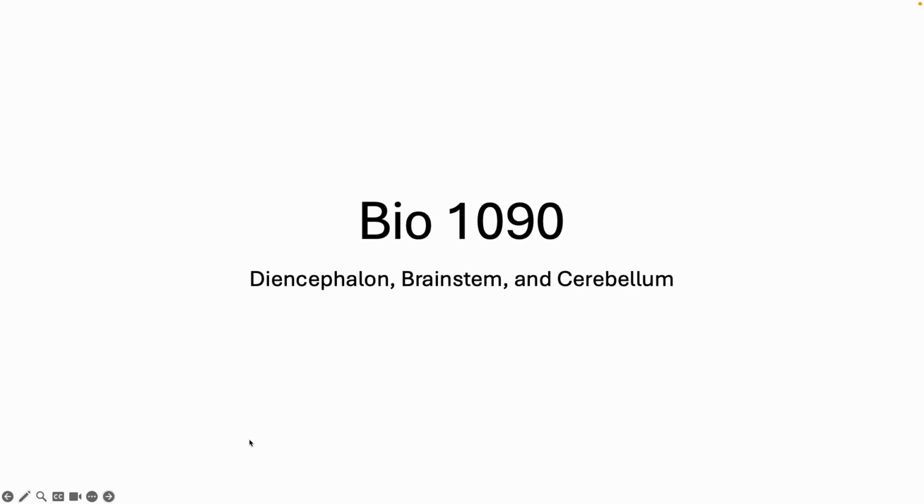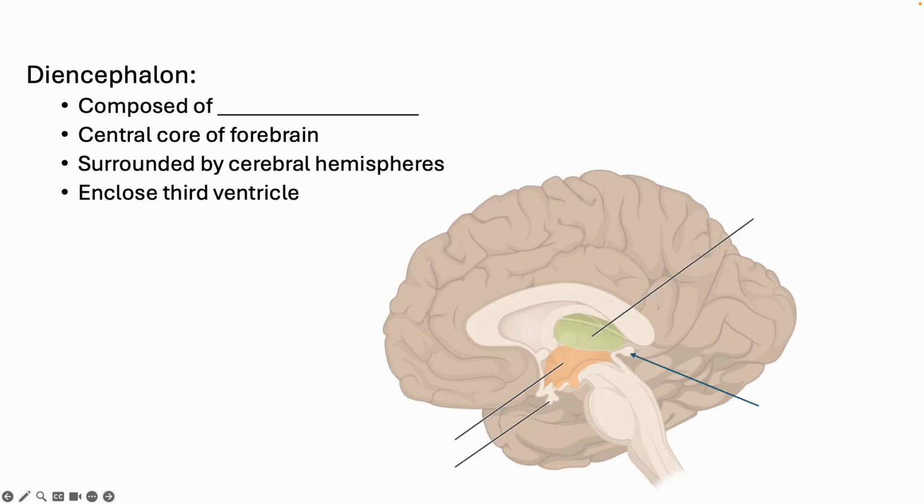Last video, we talked about the cerebrum. In this video, we'll be talking about some other brain structures. Namely, we will bring up the cerebellum, the brainstem, and the diencephalon. All right, so starting with the diencephalon.